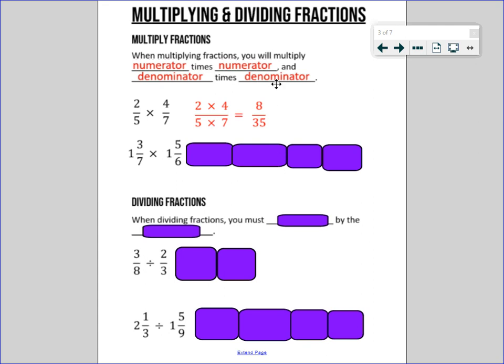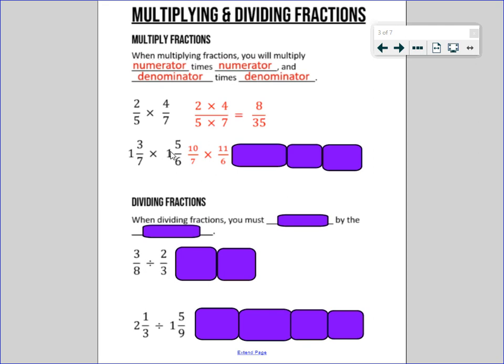When you have a mixed number, you're going to want to change it to an improper fraction first, and then you're going to multiply the numerator times the numerator and so on. So for the first example, we're going to change 1 3/7 to 10/7. So 7 times 1, which is 7, plus 3. Remember, you multiply these two numbers, and you add the top number, and then you keep the denominator. So in this case, it's 7 times 1 plus 3, which is 10 over 7.